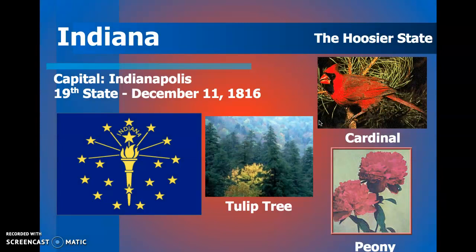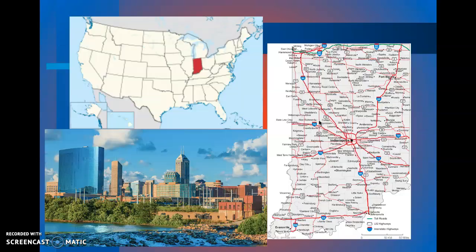Indiana. Right next to it, capital is Indianapolis, which literally means the city of Indiana. 19th state, December 11th, 1816. State tree is a tulip tree. State flower is the peony. And state bird is the cardinal. It is known as the Hoosier State, which is also the name of their mascot. And Indianapolis is located right smack in the middle. And there's Indianapolis from the river.